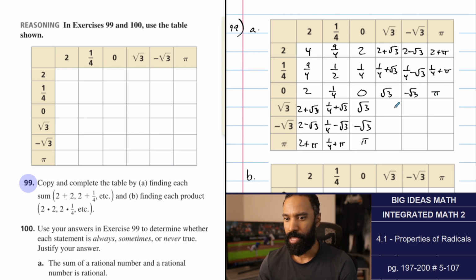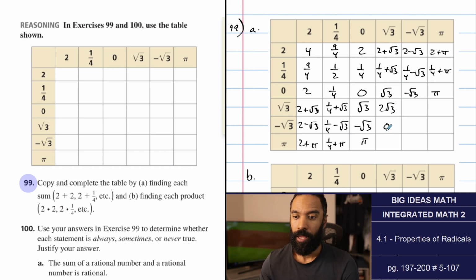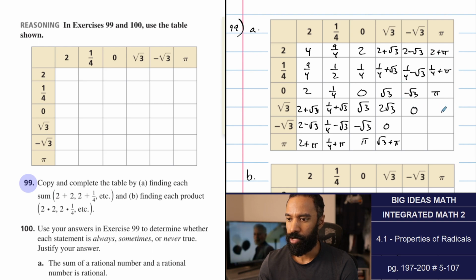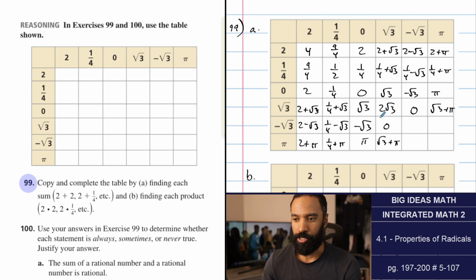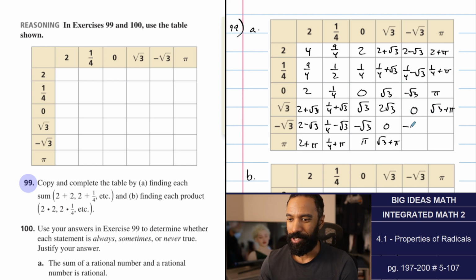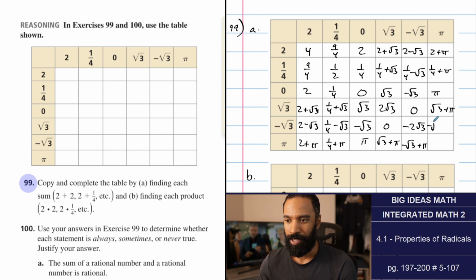It seems to go faster at the end. Root 3 plus root 3 is 2 root 3. Root 3 minus root 3 is 0. Root 3 plus pi is exactly that. So 0 and root 3 plus pi. I'm going to have my kids do this problem. Negative root 3 minus root 3 is negative 2 root 3. Negative root 3 plus pi is here. I should probably write pi minus root 3, which seems a little weird, but I won't. Plus pi, and then here we have 2 pi.